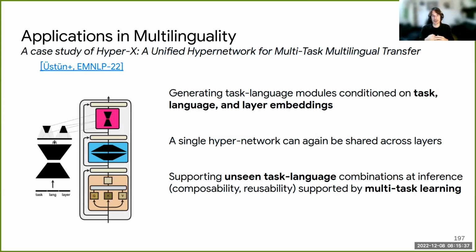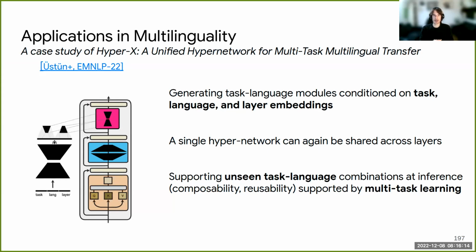Okay, so another step beyond MAD-G is HyperX, which actually combines conditioning of those hypernetworks to generate modules not only on language and layer, but it also adds task in the mix, which means that this hypernetwork then also can support unseen task-language combinations, and it also learns from the positive transfer between tasks. So conditioning only on language and the layers enables positive transfer between different languages, but additionally conditioning on tasks enables positive transfer between tasks and languages.